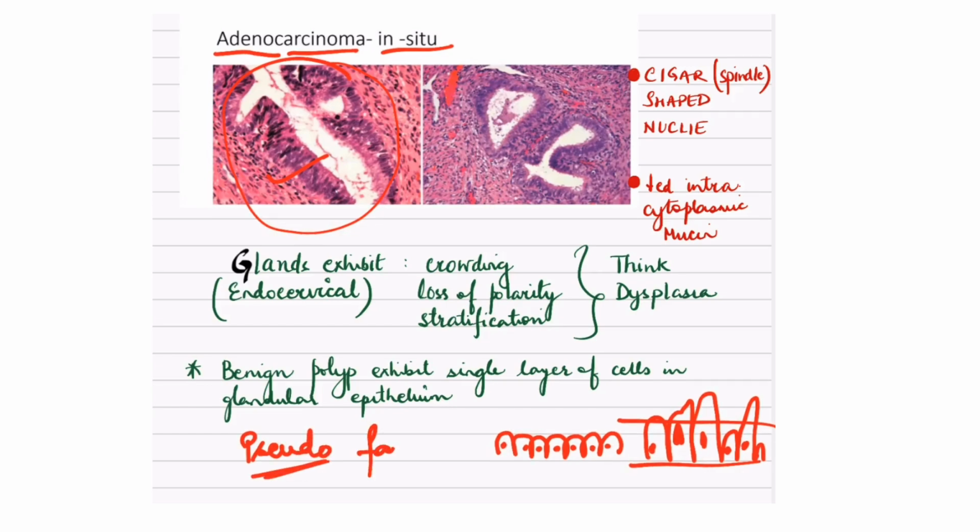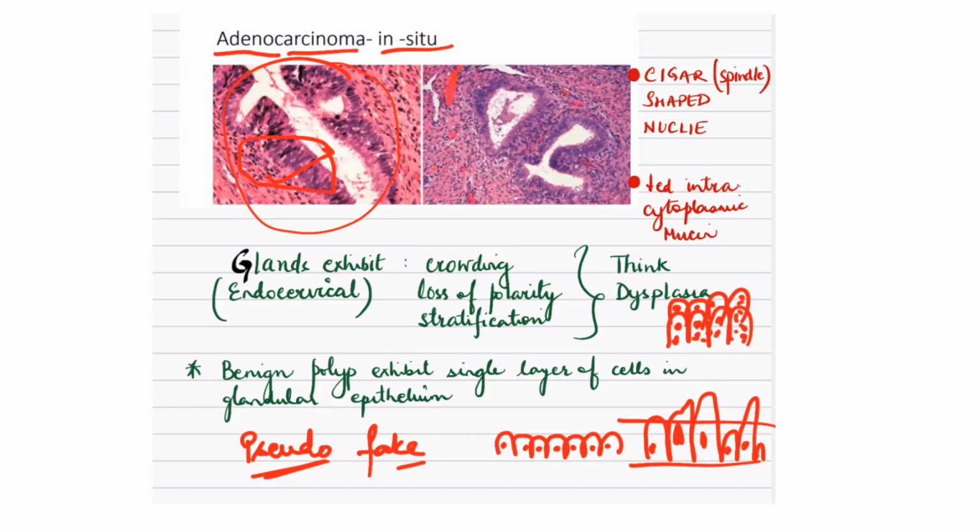Pseudo means fake. Okay, but here as you can see, there are actually a lot of nuclei in one cell. So there are cells with lots of nuclei, lots of layers, and there is no friendliness between them. Every nucleus has its own direction to go, and I can see hyperchromasia. Now if you see this, then think of dysplasia. It can be dysplastic or it can be actually carcinoma in situ.